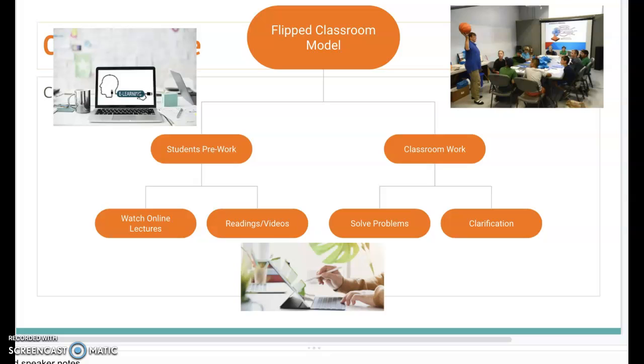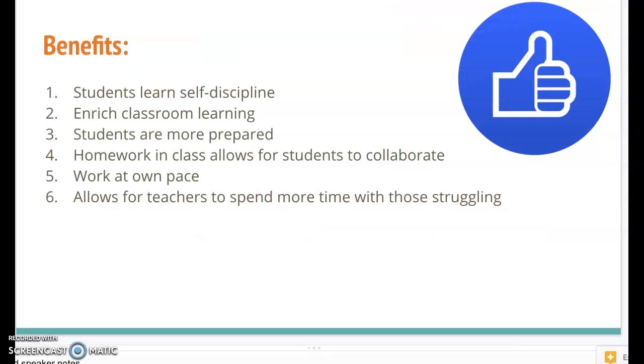After watching the videos and readings, we will be discussing some benefits that were mentioned, such as students learning to become more self-disciplined, an enriched classroom environment, students being more prepared before going into the classroom, and the idea that homework done inside the class will allow students to collaborate with one another and think critically. Flipped classrooms allow students to somewhat learn at their own pace as they watch their lecture videos, and it allows students to focus on those who are struggling with the material the most.